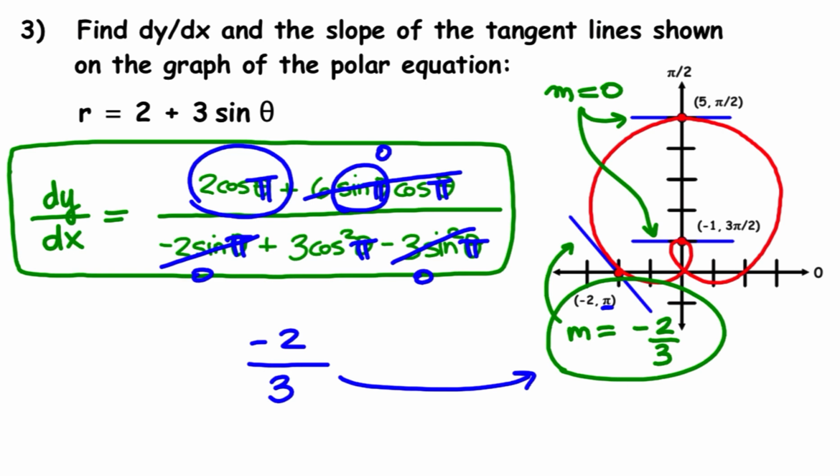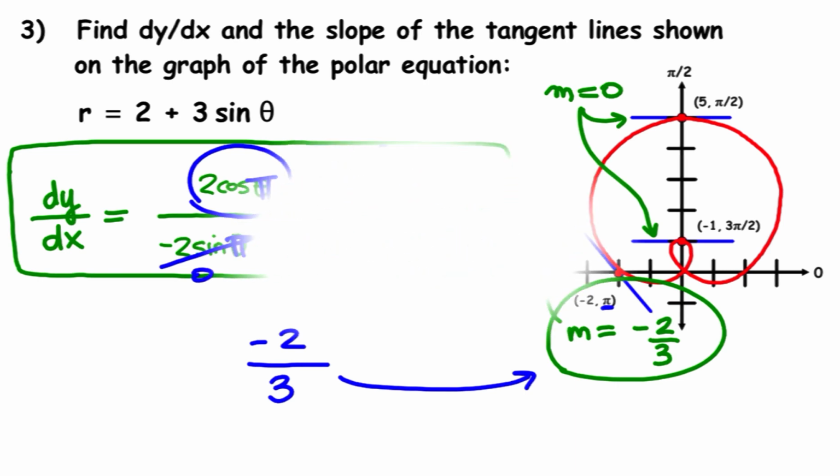We've got the dy dx, which unfortunately I've sort of defaced, and the slope of all three tangent lines. The first two were easy, they were 0. The last one I had to work for. And that's it for number 3. You can see this is getting a little tougher. This is a tough section.